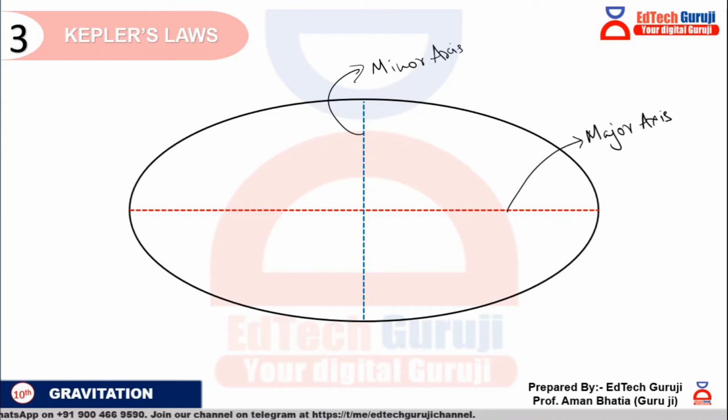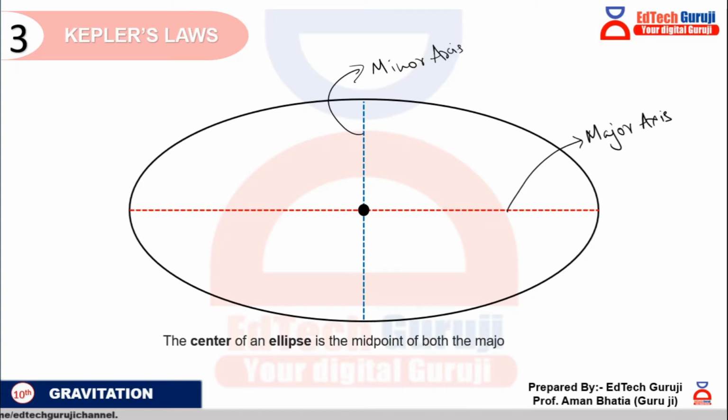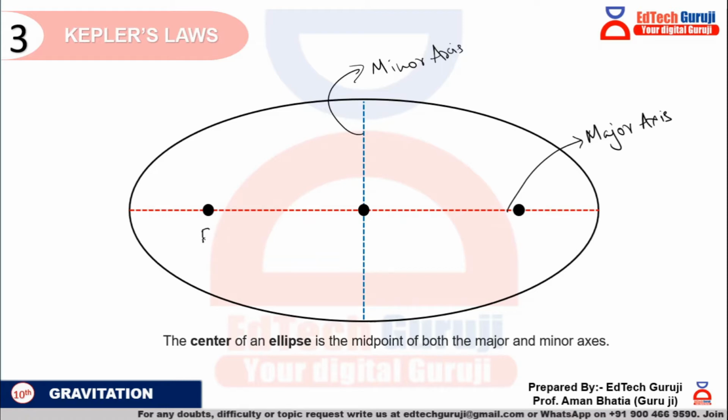Now you see the midpoint of these two axes, where they intersect each other. This point is called the center of the ellipse. So how would you define the center of an ellipse? The center of an ellipse is the midpoint of both the major and the minor axis. Of course, both axes at the center are perpendicular to each other. Now, here are two very important points. These two points are called foci, let us say F1 and F2. The plural of focus is foci, so it has two foci.